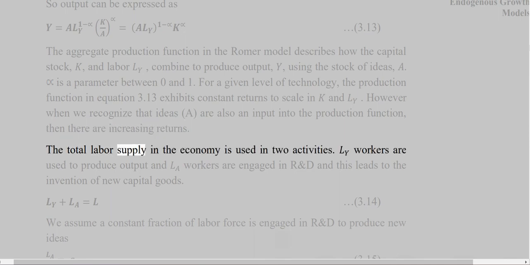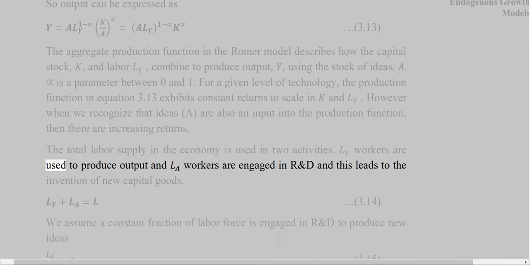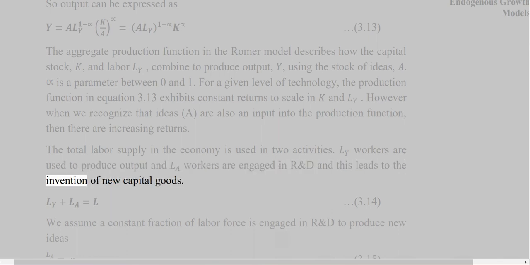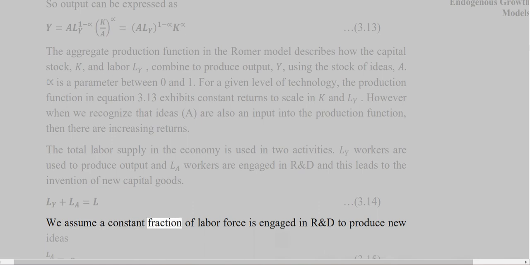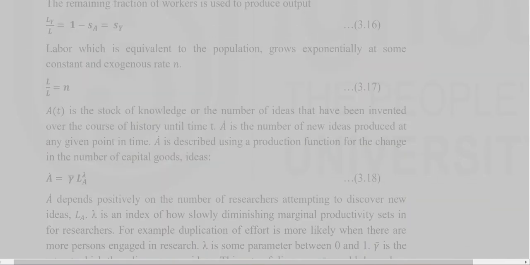The total labor supply in the economy is used in two activities. Workers L Y are used to produce output and workers L A are engaged in R&D, and this leads to the invention of new capital goods. L Y plus L A equals L, 3.14. We assume a constant fraction s R of the labor force is engaged in R&D to produce new ideas, L A equals s R L, 3.15. The remaining fraction of workers is used to produce output, L Y equals 1 minus s R times L, 3.16.